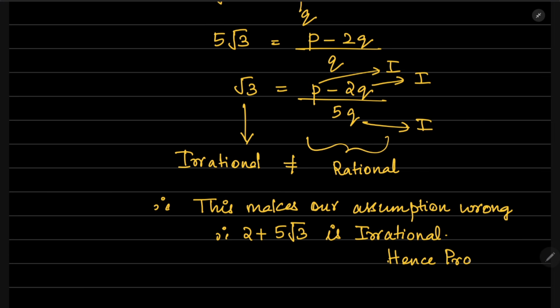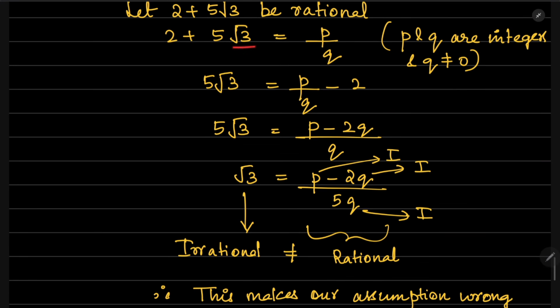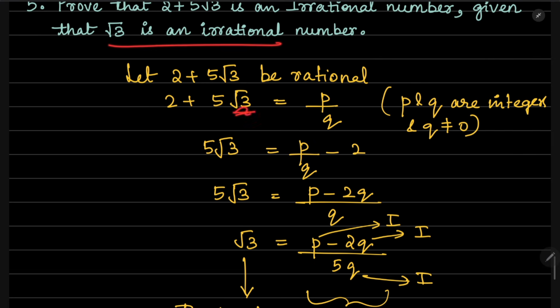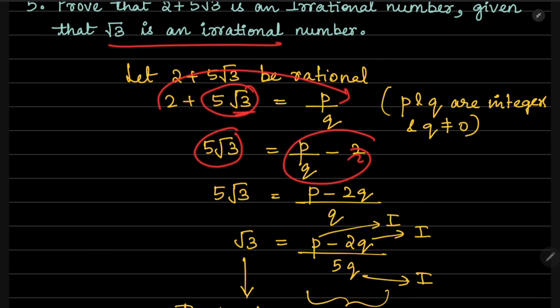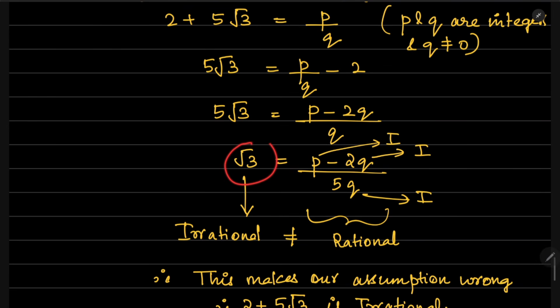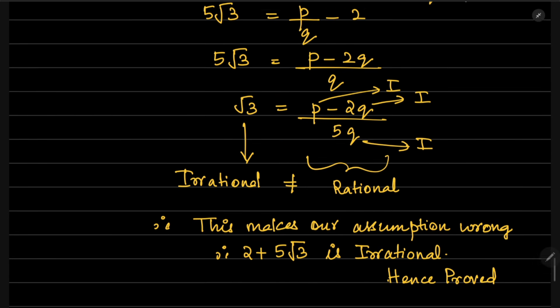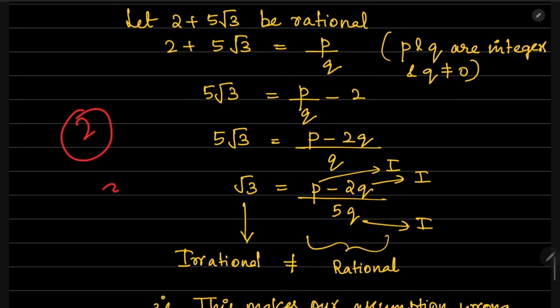Very straightforward question. You just have to equate it to P by Q. Root 3 is the only irrational number. Retain first of all the entire term on the left hand side. Take 2 to the other end. Take the LCM and then make sure you have only the irrational term on the left hand side. Take 5 to the denominator. And you can say that irrational is not equal to rational. This makes our assumption wrong. Therefore, the given number is irrational. That's all. It's a very, very straightforward question. In case this comes for 2 marks or 3 marks, you will get full marks for it.